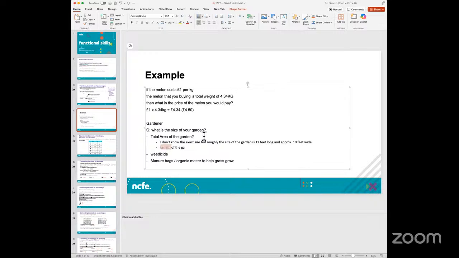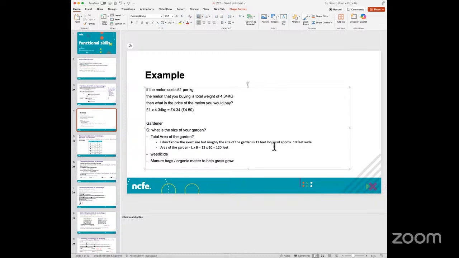Now, obviously he's going to calculate the area of the garden, and the area he's going to calculate is on the basis of the length and the breadth that you're given. Because it's like a rectangle, length into breadth is the formula. So you mentioned 12 feet by 10 feet. That means the garden is roughly 120 square feet.